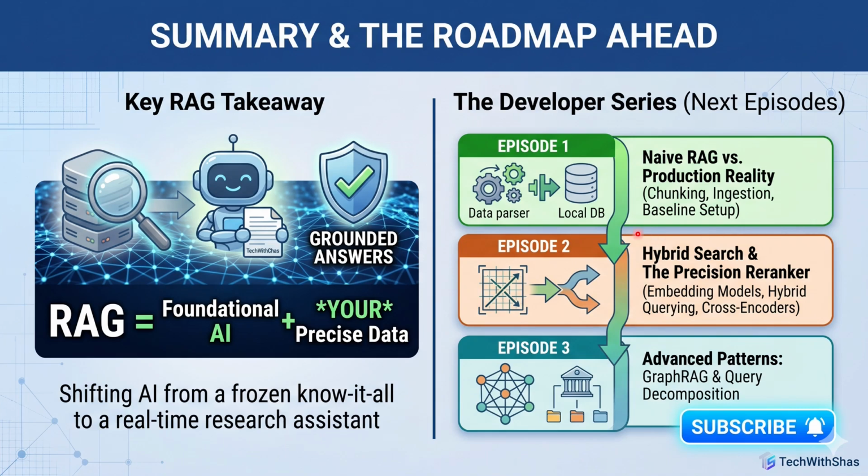At its core, the ultimate takeaway I want you to take is that RAG is very simple: true AI power equals the foundation AI model plus your precise data. You have got your LLM powered by maybe GPT or Claude or Gemini, and then the data you have in your enterprise, you marry them together. It shifts the AI from a frozen system into a real-time, highly intelligent research assistant.